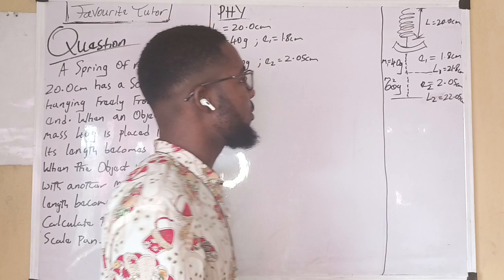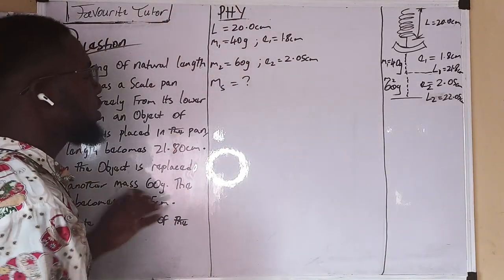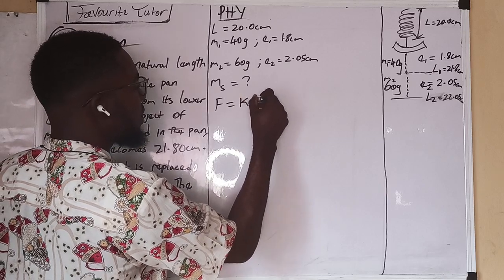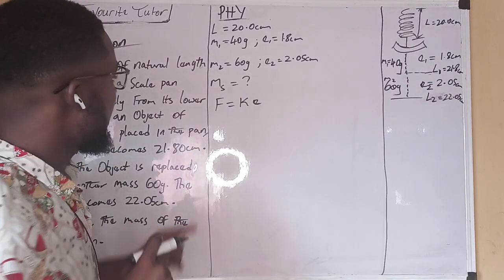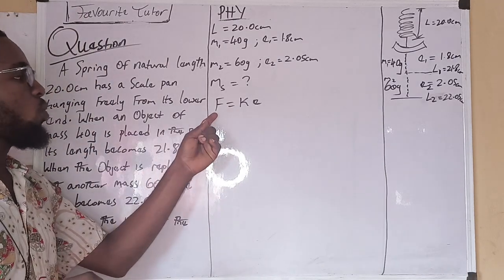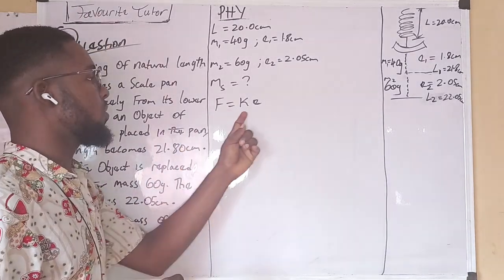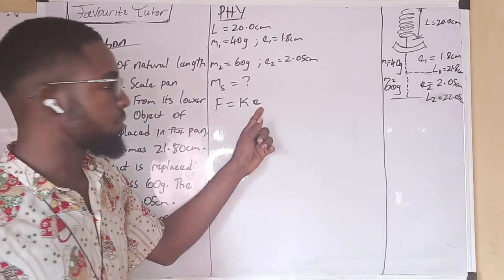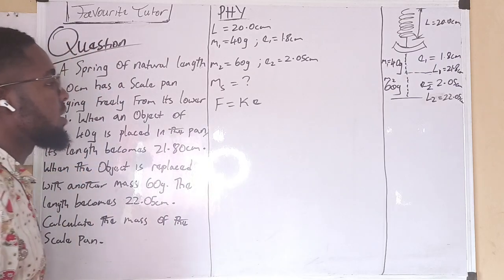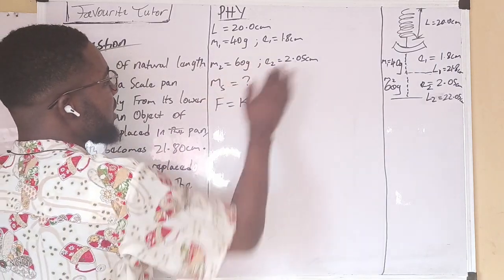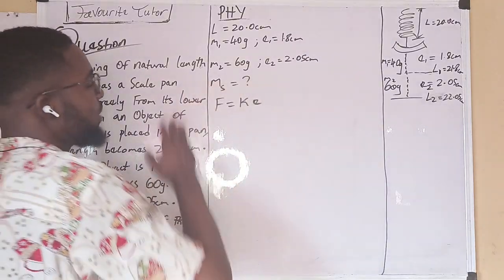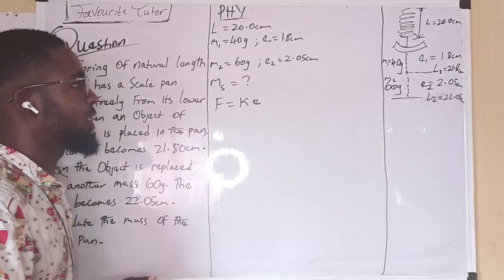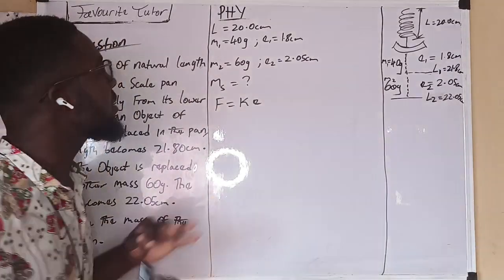But before we move further with this illustration, we know that from Hooke's law, F equals ke. That is, the weight or the force is equal to the constant times the extension. But right here we are using mass and extension, so we are going to replace this equation with mass and extension.